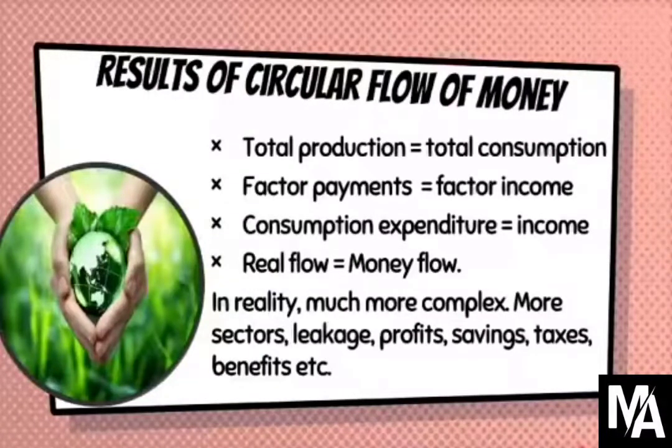This is how money or income flows from one sector to another in a circular flow form, and this cycle continues endlessly. Now, this was just a theoretical example, as I've been stressing again and again. This does not happen in reality. In reality, the circular flow of income is much more complex. There are many more sectors involved. There are leakages, spoilages, theft, profits earned, savings, taxes, benefits, and so on. So just to give you a glimpse of exactly what happens in reality, we have a small presentation here.